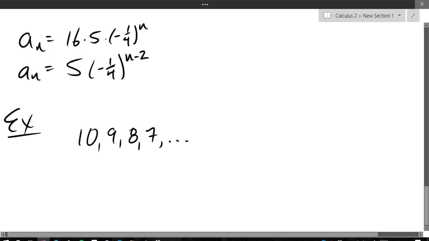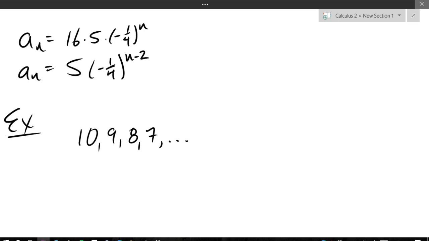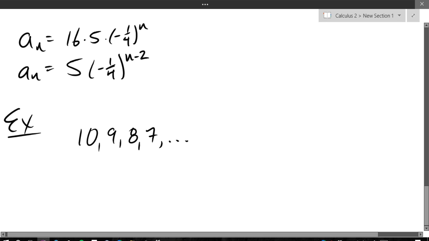The countdown sequence, that's a good one. We'll just let this go to negative infinity. So what is happening between 10 and 9? Minus 1, minus 1, minus 1, minus 1, minus 1. So lots of minus 1s. So this is called an arithmetic sequence.